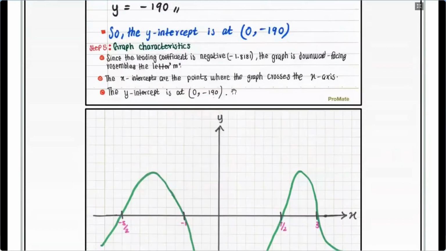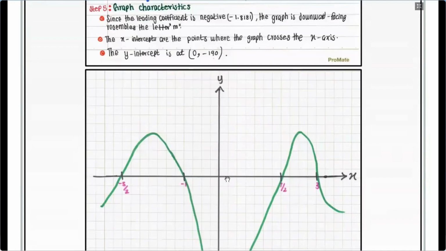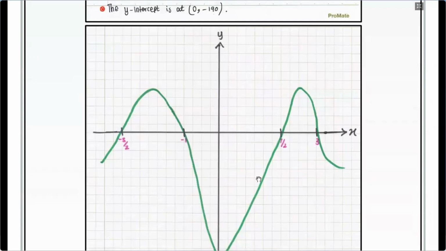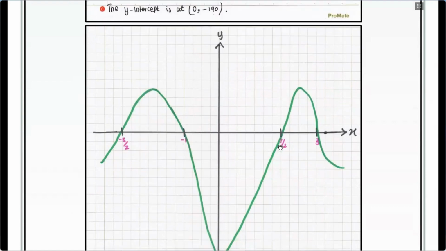The x-intercepts are the points where the graph crosses the x-axis. The y-intercept is at (0, minus 190). Here are the x-intercepts. Here is the y-intercept. So far we have looked at all the parts of question number 1. Let's move on to question number 2.